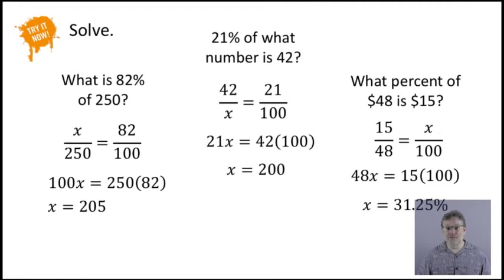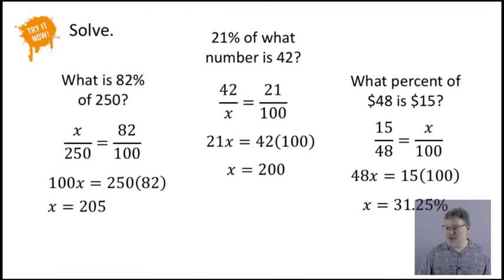If we cross-multiply those two fractions together, we get 100x is equal to 250 times 82. When we solve that equation, we get 205. That seems pretty reasonable there. 205 compared to 250, yeah, that's about 80% of 250.